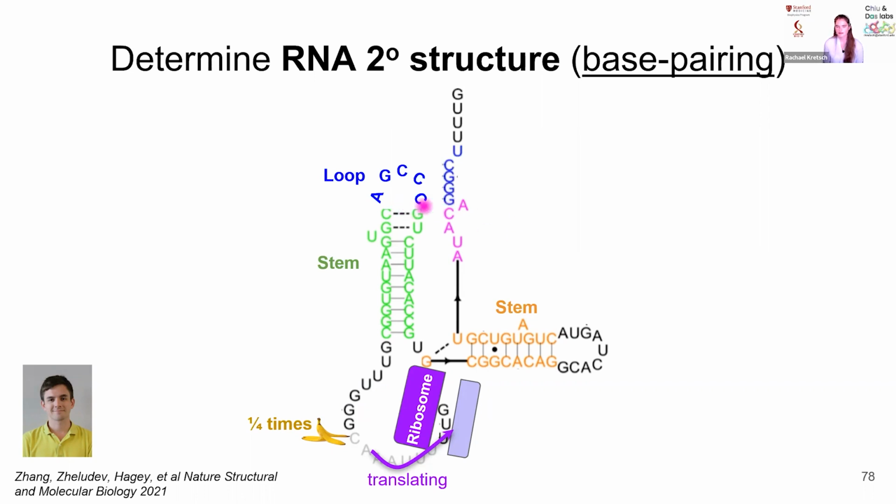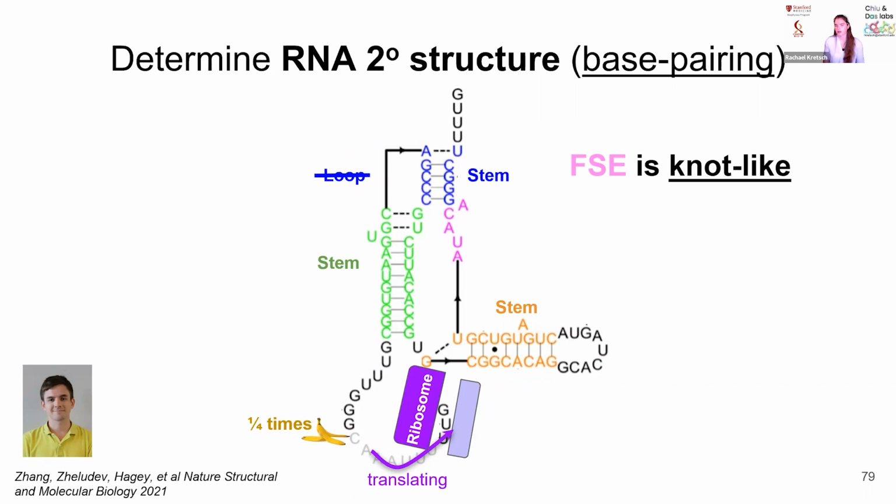Now, did you notice how I colored these both blue? Well, it's because they can actually pair together. So you see we have G and C, G and C, G and C, C, G, U, A. Now I said RNA is fine being unpaired, but it prefers to be paired. So what happens is it pairs up. This loop is no longer a loop, it becomes a stem. And when a loop becomes a stem, we call it knot-like. So the FSE is kind of like a knot.